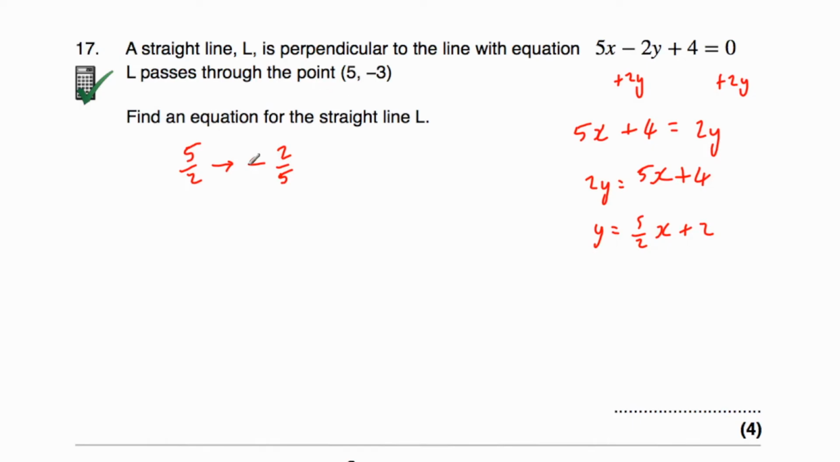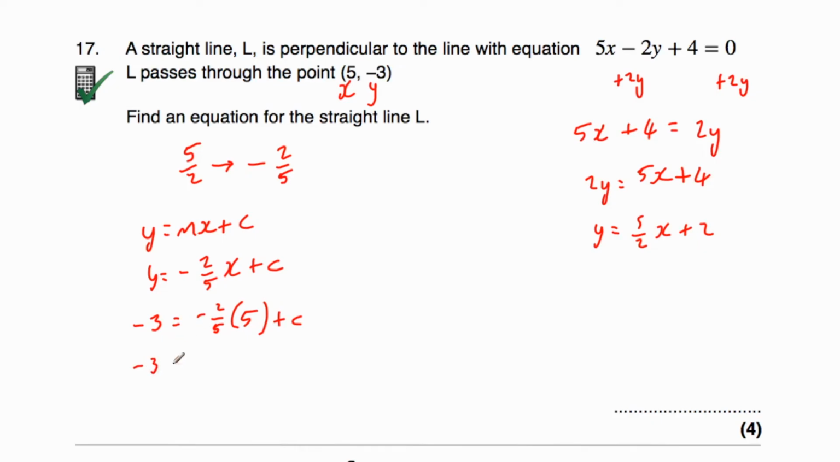And now we need to find the equation of L, so y equals mx plus c. y equals, the gradient is -2 fifths, so -2 fifths x plus c. It passes through the point (5, -3), so x is equal to 5 and y is equal to -3. If we substitute those in to our equation, we can get our c. So y is -3, so we've got -3 equals -2 fifths times x, so we've got -2 fifths times 5 plus c. Now 2 fifths of 5 is 2, so -2 fifths of 5 will be -2. So we've got -3 equals -2 plus c, or you could have just typed in -2 fifths times 5 in your calculator and you'll get -2.